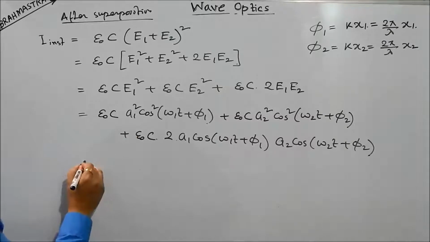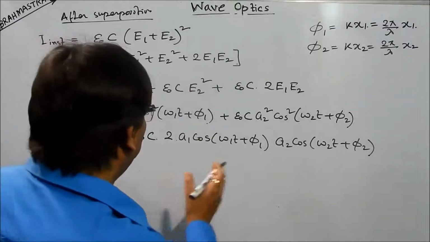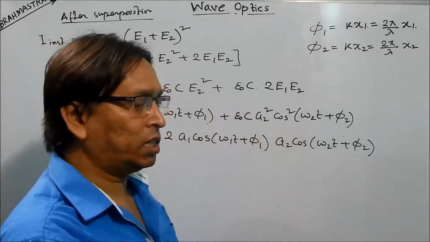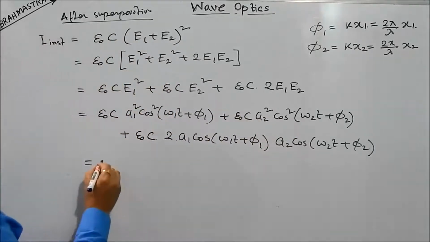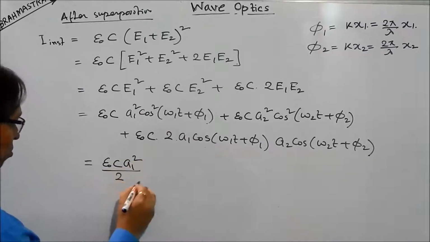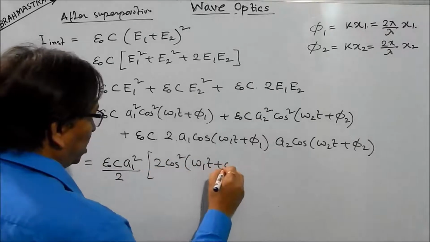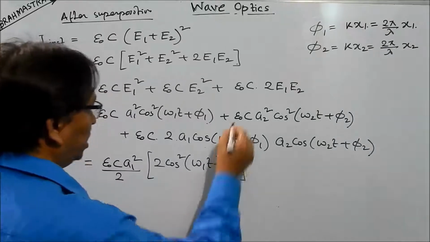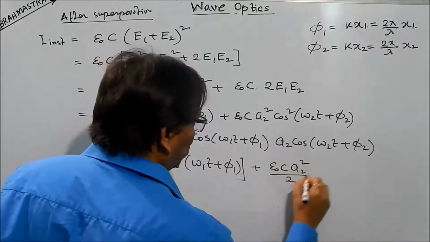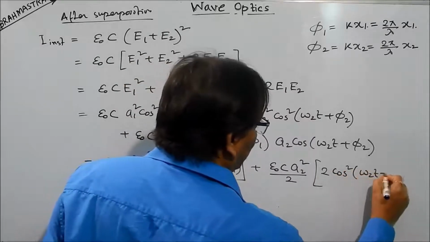Now we have to make it in a linear arrangement. Linear arrangement means we have to see whether it is a function of time or not. Here cos square is present, so we have to make it linear, in either sine or cos format. How can it be done? If I take epsilon naught C A1 square by 2, I can write 2 cos square (omega 1 t plus phi 1). Similarly, if I take epsilon naught C A2 square by 2, then I can write 2 cos square (omega 2 t plus phi 2).